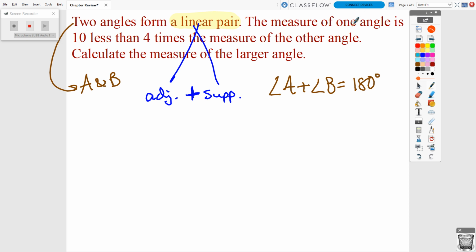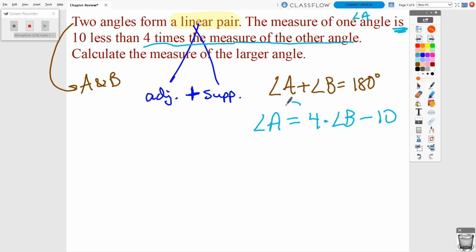Well, when they say one angle, are they talking about angle A or angle B? And honestly, it doesn't matter. So let's call the one angle angle A. So angle A is, and remember, is in mathematics means equals, 10 less than, so we're subtracting 10 from something, 4 times the measure of the other angle. So 4 times the other angle has to be angle B.